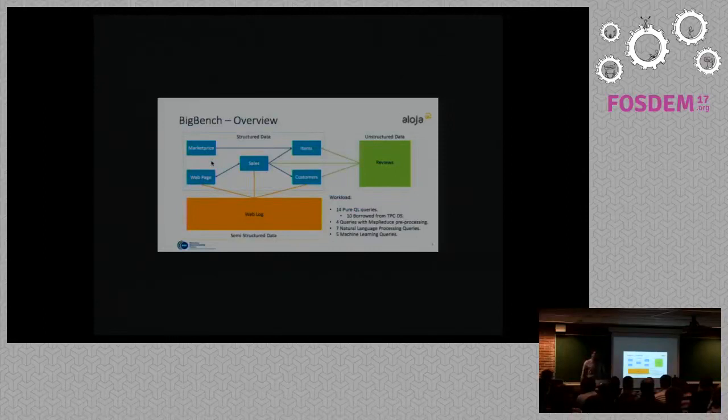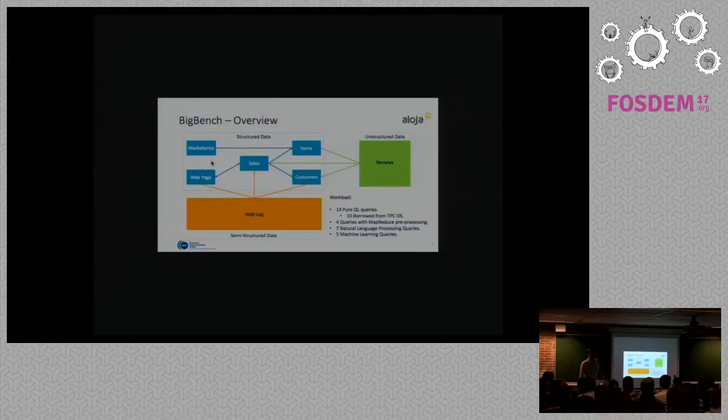So BigBench is emulating a store that is selling items, both physically and via web page. For that reason, it provides this data structure. First, we have the structured data, which is the one we're used to, easily indexed and recoverable. And we add two more: the web log, which contains the click streams of every user navigating through the web page, and the reviews of the users that have bought an item and want to make a review.